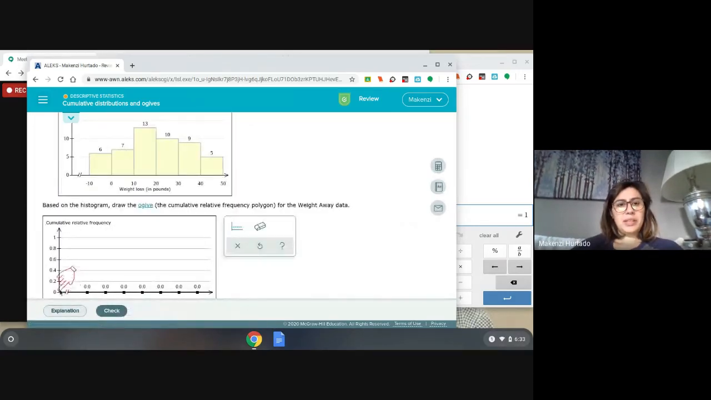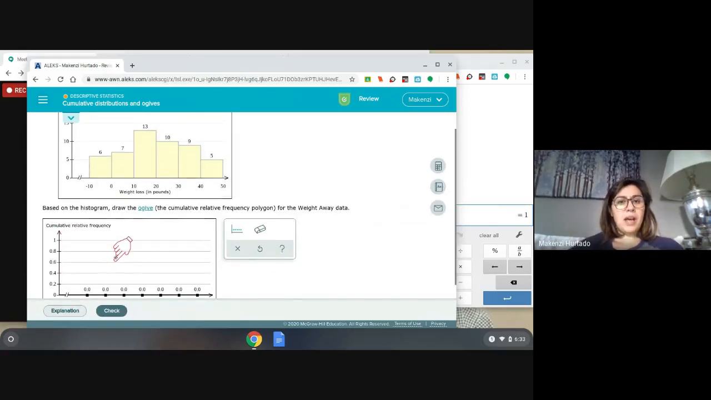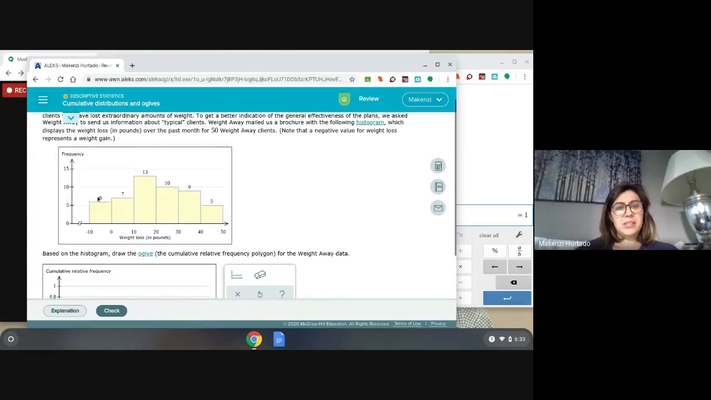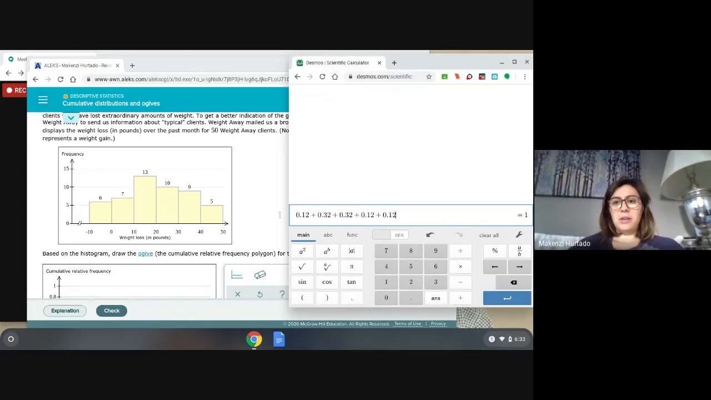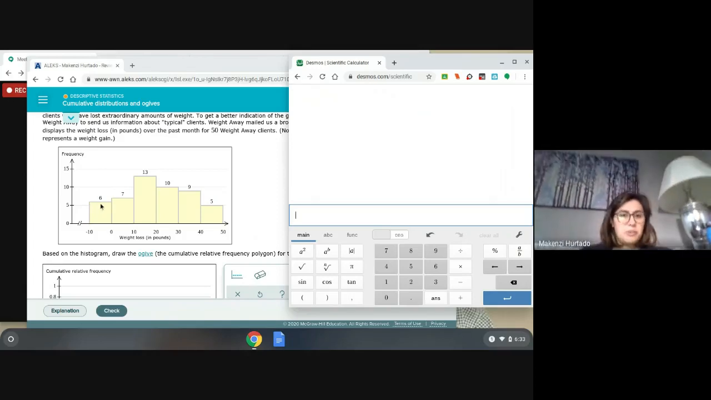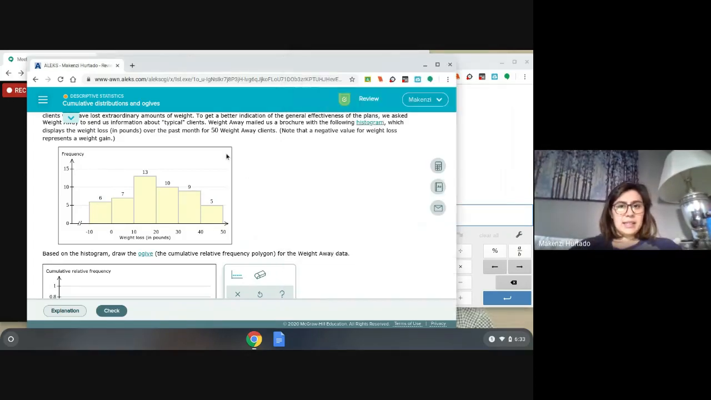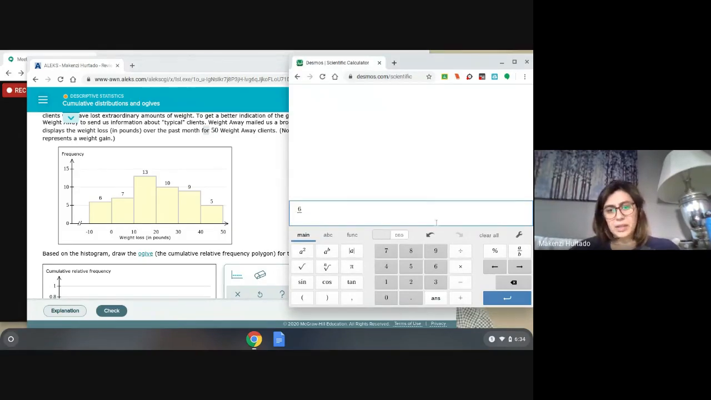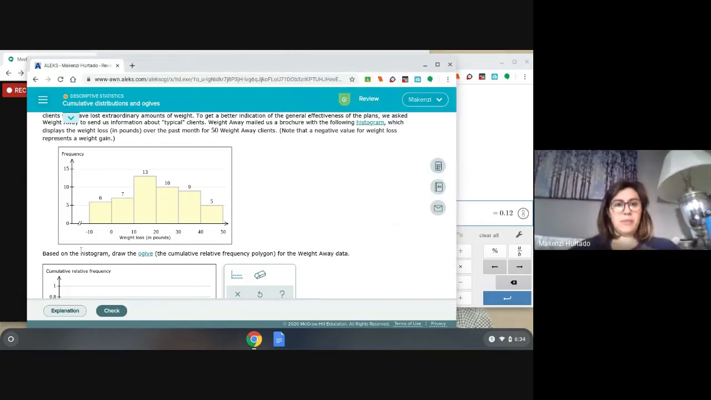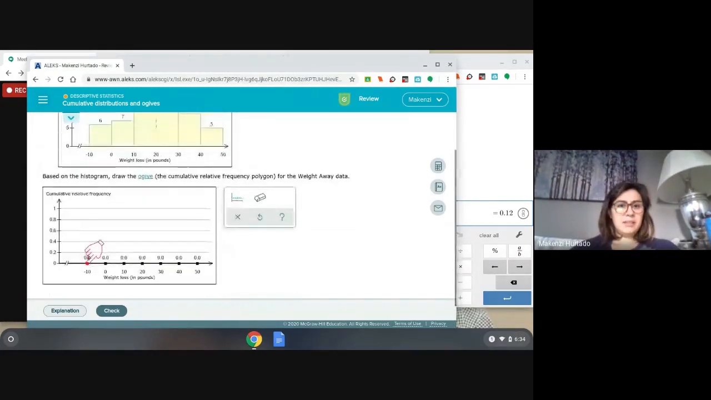So if we look at this example, we are still looking at an ogive that goes from 0 to 1, but the difference in this problem is our histogram does not have decimals. So we are going to have to figure out what each of these is every time. So our first one, instead of being 6, it is going to be 6 divided by the total, the ratio. So 6 divided by 50. I can use my Desmos calculator. I get 0.12.